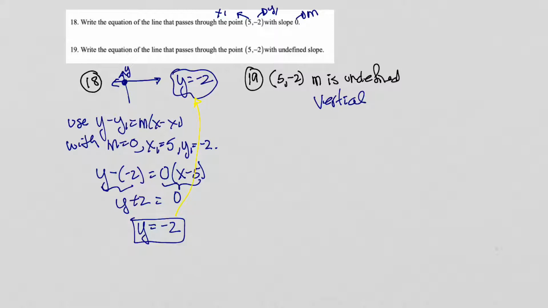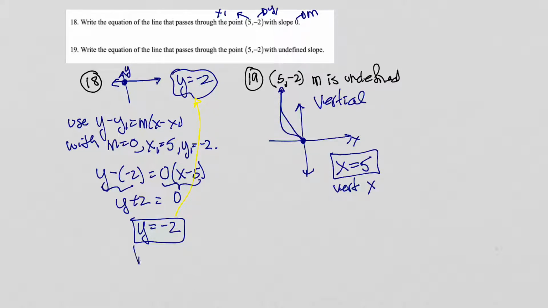If it's vertical, that means it passes through the x-axis. There's the line that passes through the x-axis. And where does it pass through? It's going to pass through right there. Since it's passing through x, x is 5. So there's the equation: x is 5. Look what we have here: vertical lines have x. Back over here, horizontal lines have y.